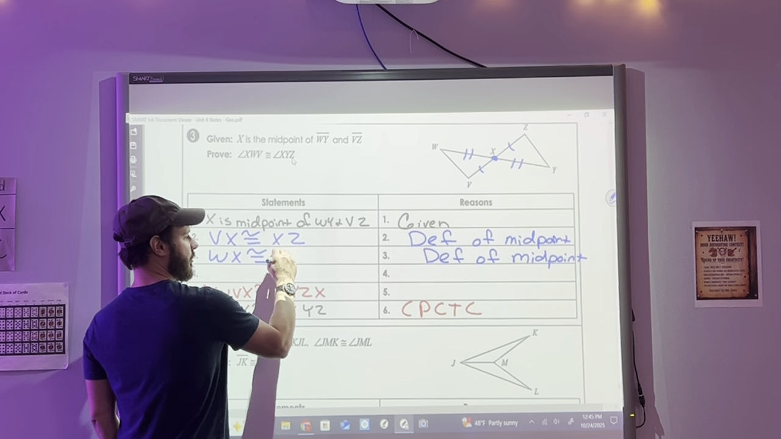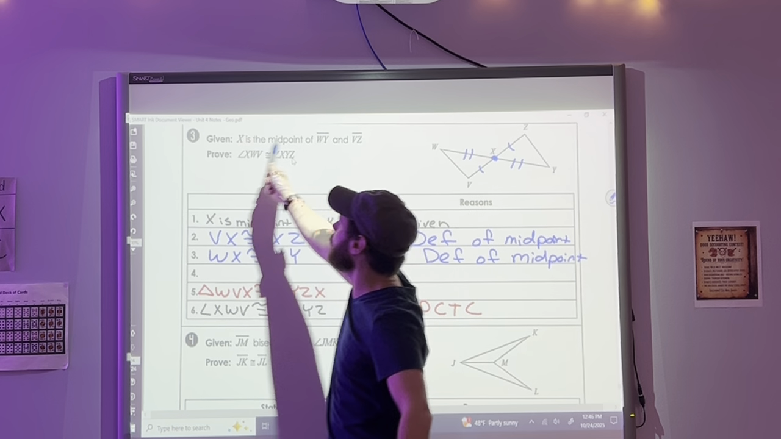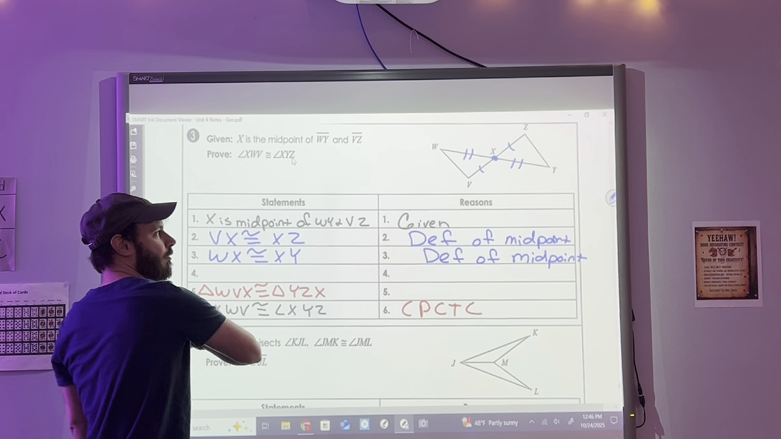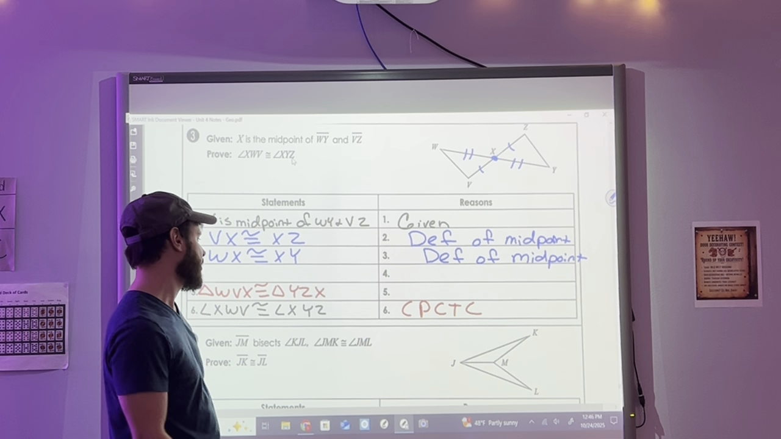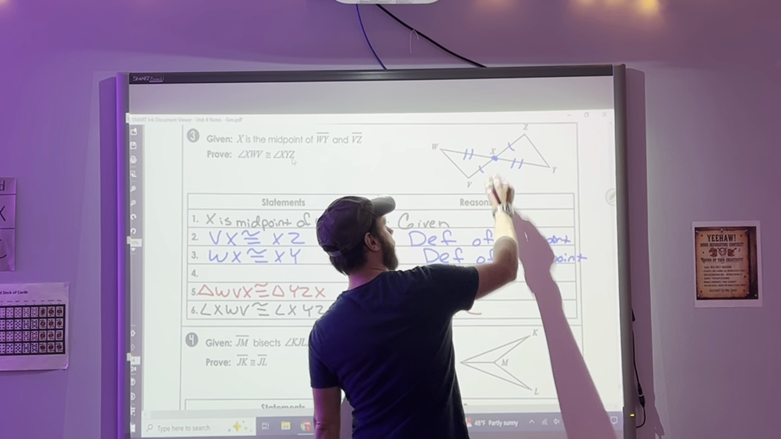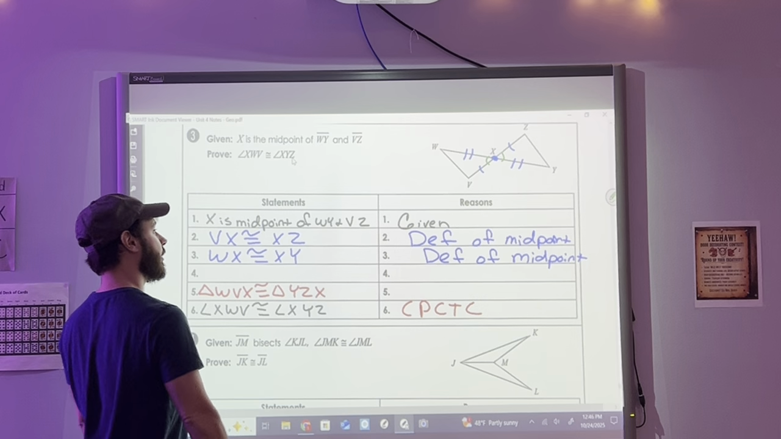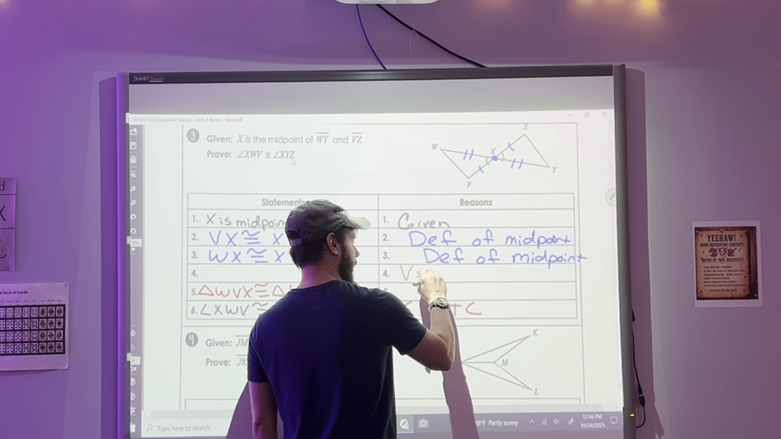Okay, I can't say anything about these sides because it doesn't give me any information about those sides. So it's not side, side, side. My side, side, side dream, you're dead. But what's not dead and alive? Vertical angles. You love to see them. At least I do. They're easy. They're congruent to each other. Vertical angles.